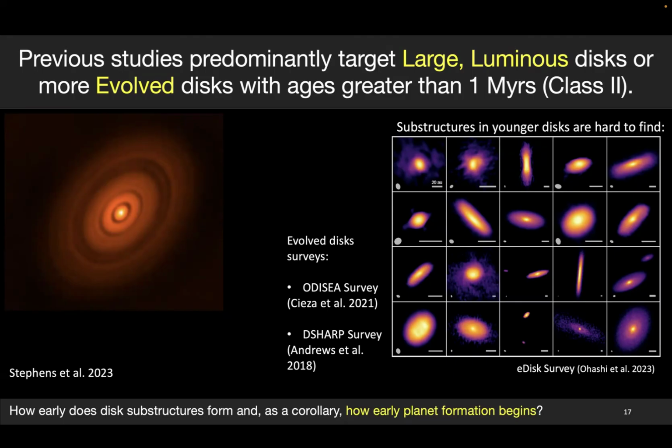But studying these substructures in the youngest disk is very important because it tells us how early the substructures form, and as a corollary, how early planet formation begins.